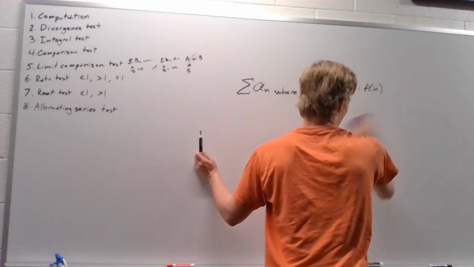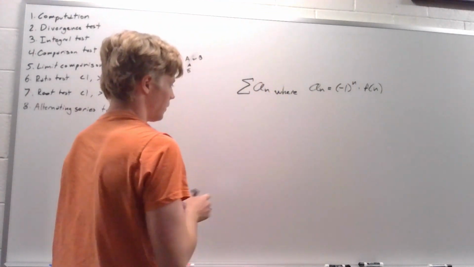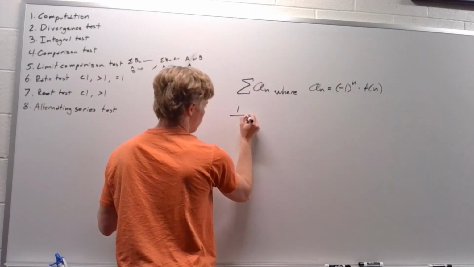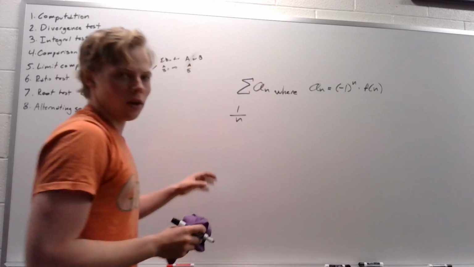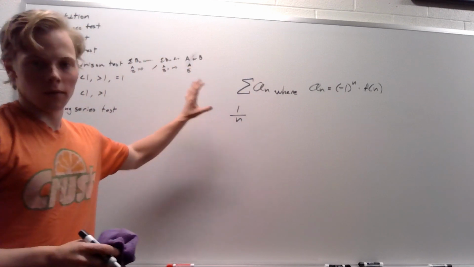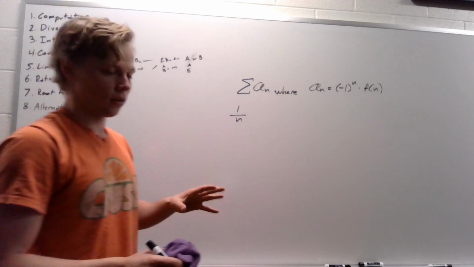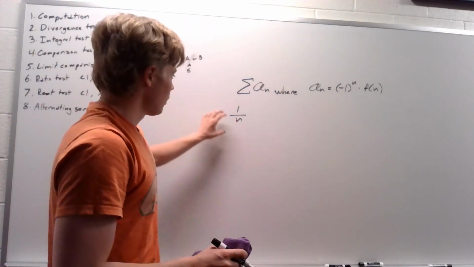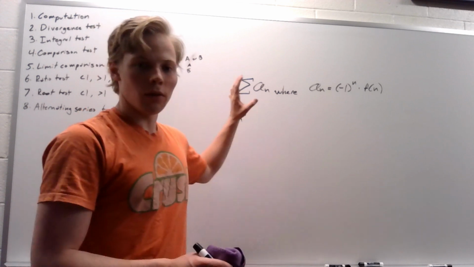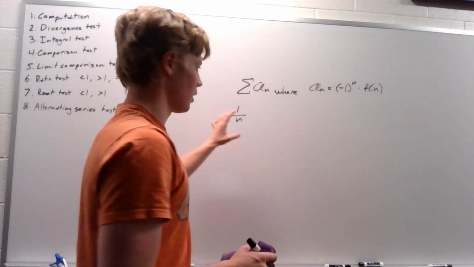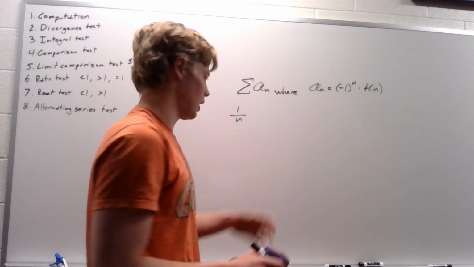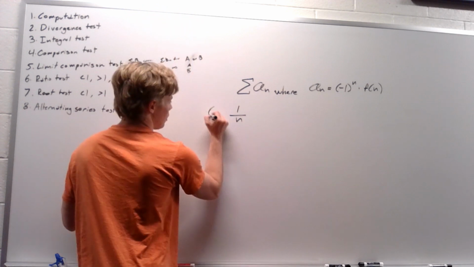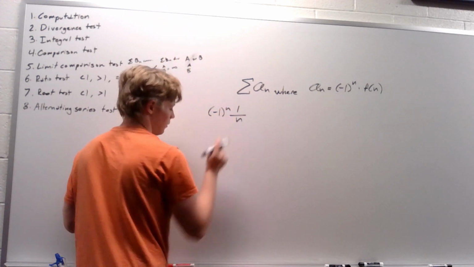So if we take a function f of n, like 1 over n, now you may recall that if you just add up all of 1 over n, it diverges. It's called the harmonic series. However, the limit of these terms is still 0, which means it will converge by the alternating series test if you put a -1 in front of it.